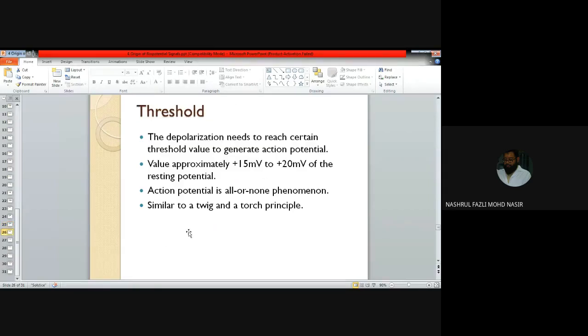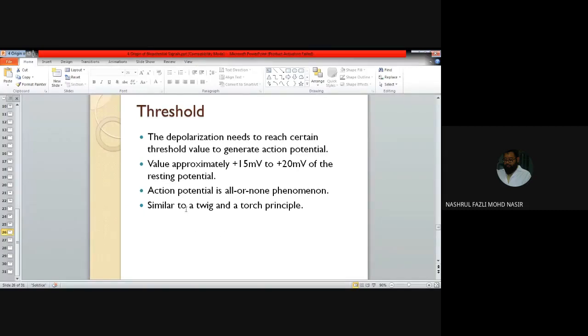Now the threshold. The depolarization needs to reach a certain threshold value to generate an action potential, approximately 50 millivolts to 20 millivolts of the resting potential. So the action potential is an all-or-none phenomenon, one and zero.